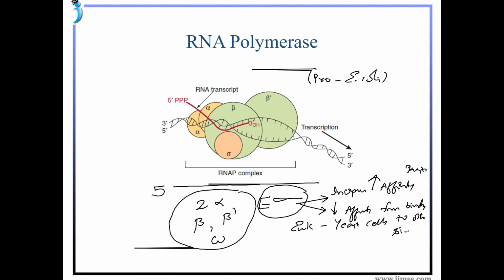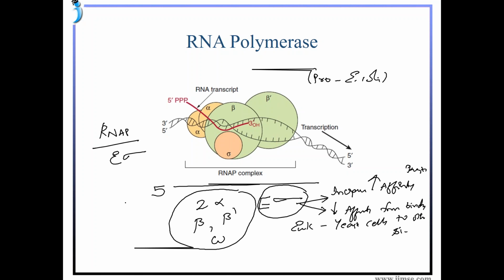What are this particular site and the other sites? I will come to that in the next slide. So this is how the prokaryotic enzyme works. RNA polymerase is shortly called RNAP, and when it is activated, it is called E sigma.